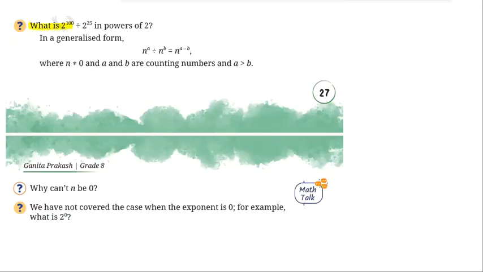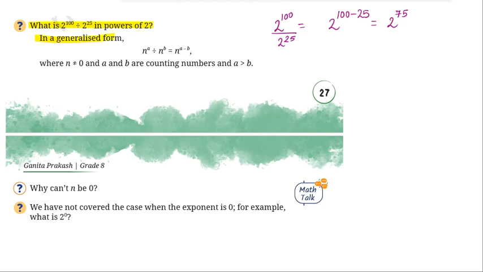What is 2 to the power of 100 divided by 2 to the power of 25 in powers of 2? So 2 to the power of 100 when divided by 2 to the power of 25. So like above, can we say we are going to subtract the powers? So 2 to the power of 100 minus 25, which will give me 2 to the power of 75.